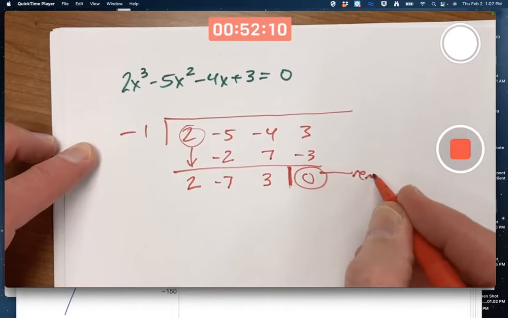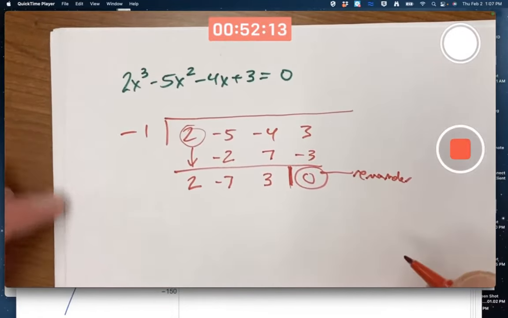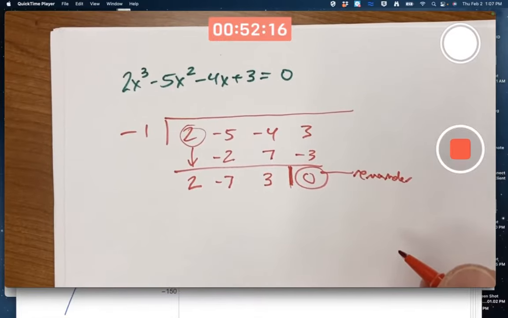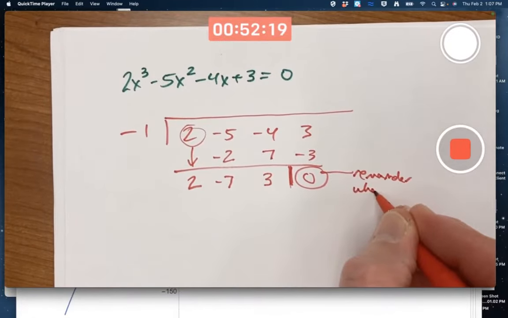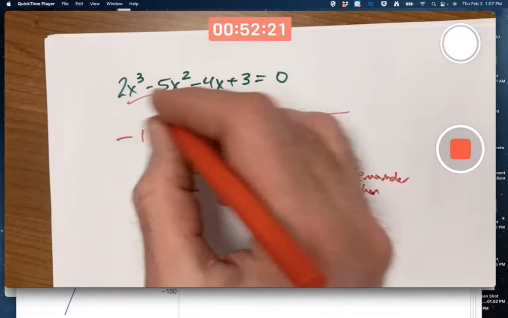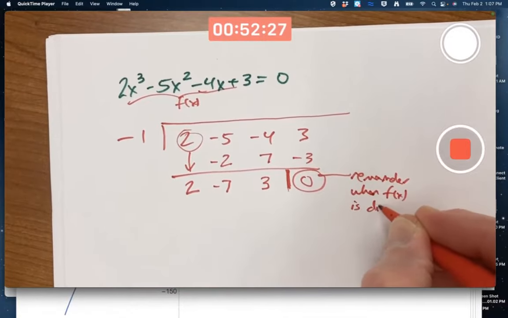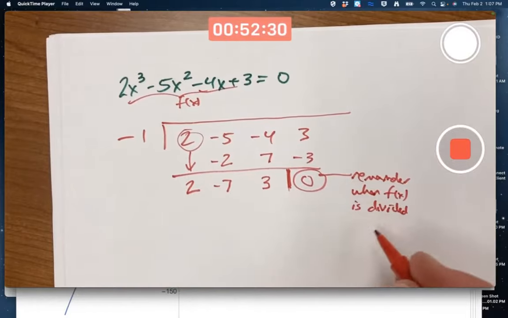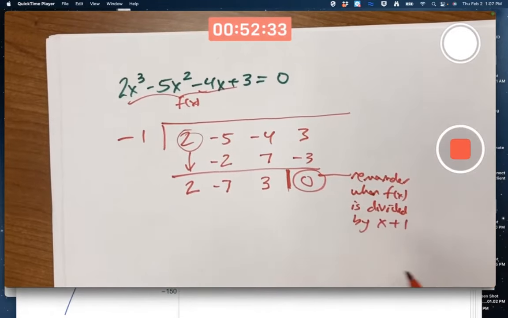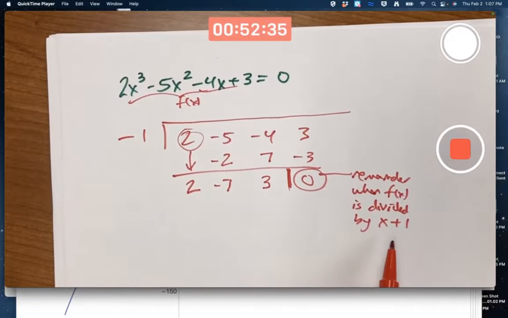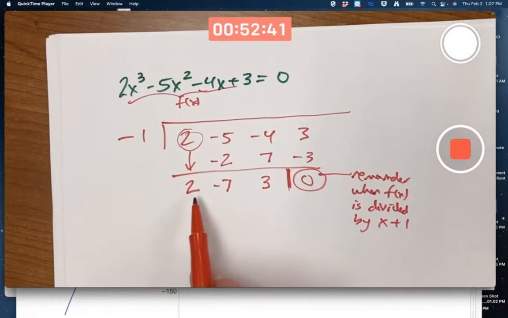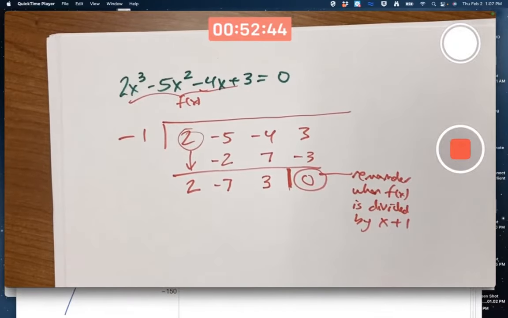There's your remainder when you divide this polynomial by x plus 1. This is the remainder when, let's call this polynomial f of x, f of x is divided not by x minus 1, but by x plus 1, because -1 is a root of x plus 1, not x minus 1. And the numbers that are left, 2, -7, 3, are the coefficients of the quadratic that you get as the quotient when you use that division.